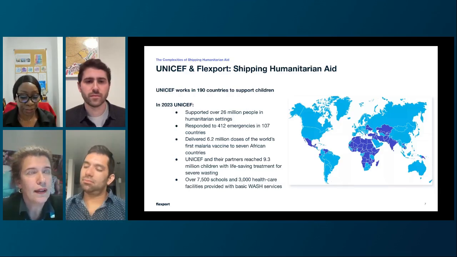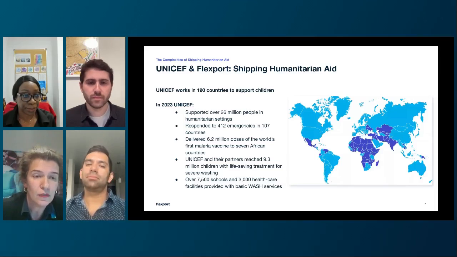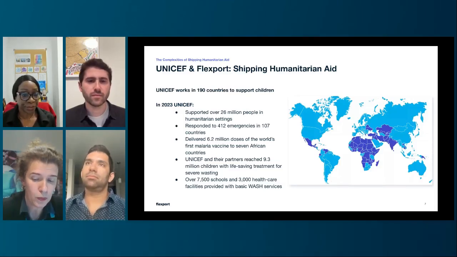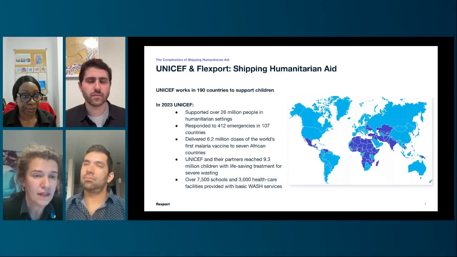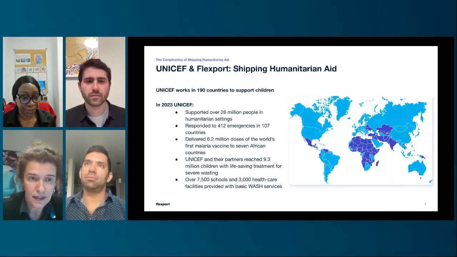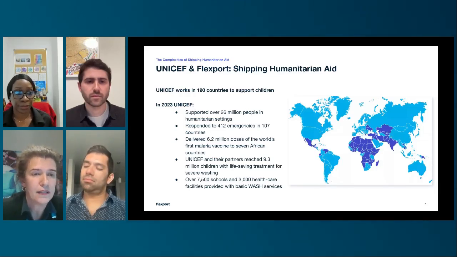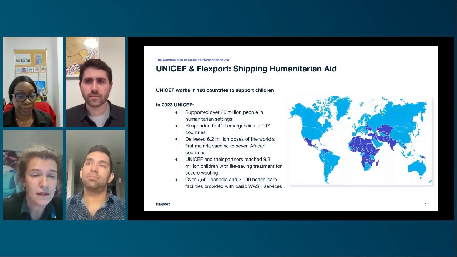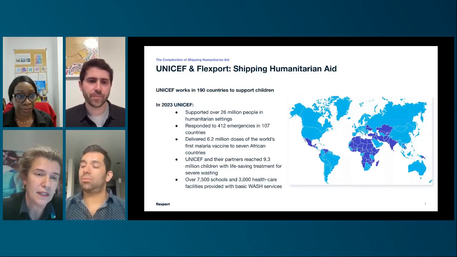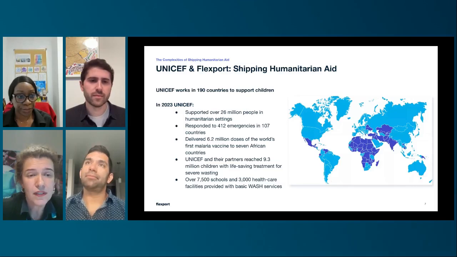To give you a little bit of some figures to grapple with. Only in 2023, UNICEF had to respond to 412 emergencies globally in 107 countries. Looking ahead to 2025, we're looking at a need and a potential impact of 213 million children being affected by humanitarian crisis. So these numbers are just staggering and really, really big.